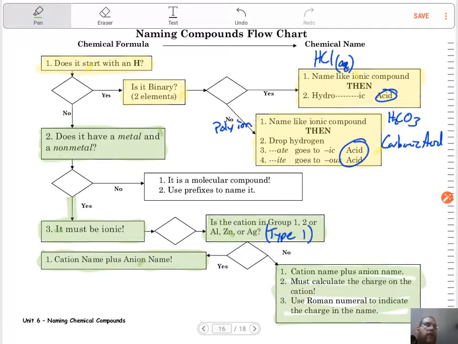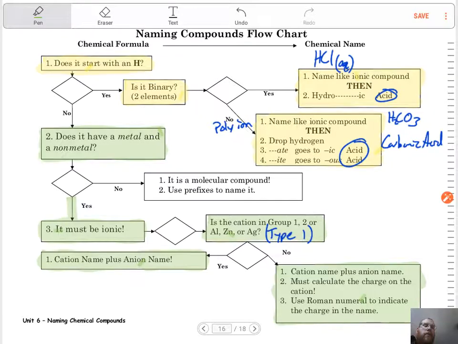Remember, when you calculate the charge for the transition metal, you're always going to know the anion's charge, so you can go through and do a little bit of math to see how I would get that balanced out with my transition metal charge. It's something I can help you with in person and give you some extra practice. So just ask me, and if I'm not there, shoot me an email and I can help you with that as well.